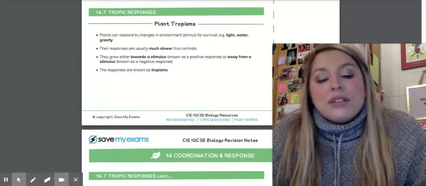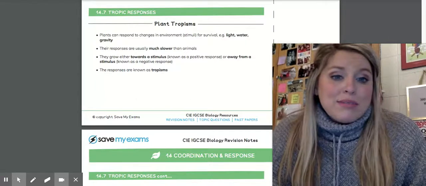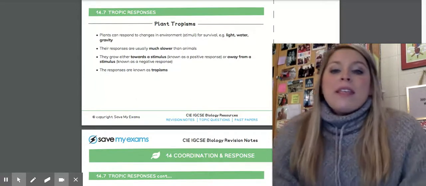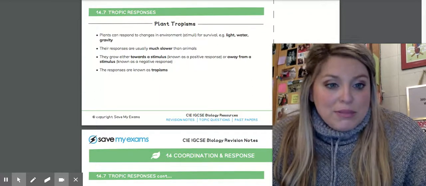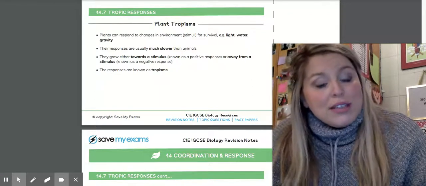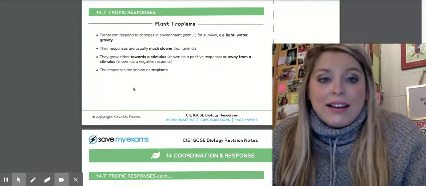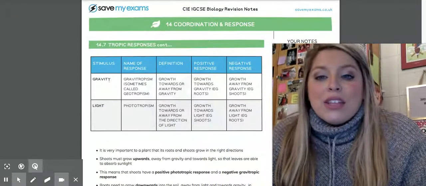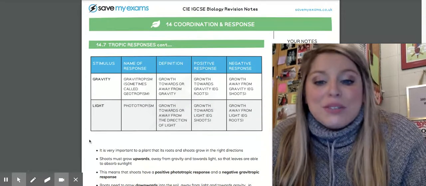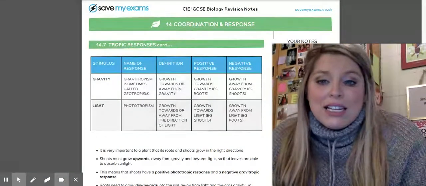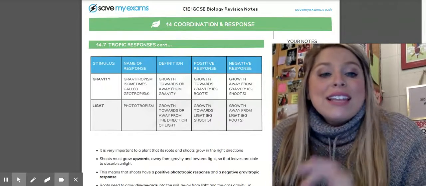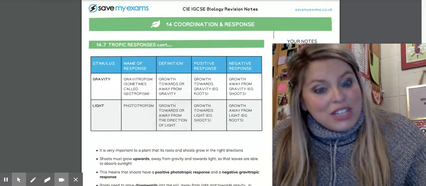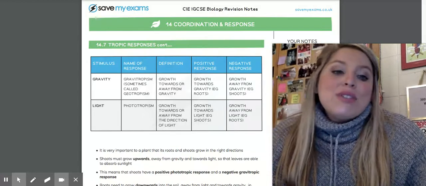They either go towards a stimulus, known as a positive response, or away from a stimulus, known as a negative response. And these responses are known as their tropisms. So the tropisms are either positive tropisms or negative tropisms, depending on how they're responding to certain stimuli. Now, the two main stimuli that plants respond to are going to be gravity and light. For gravity, the name of that response is called gravitropism, also known as geotropism. For light, it's known as phototropism.